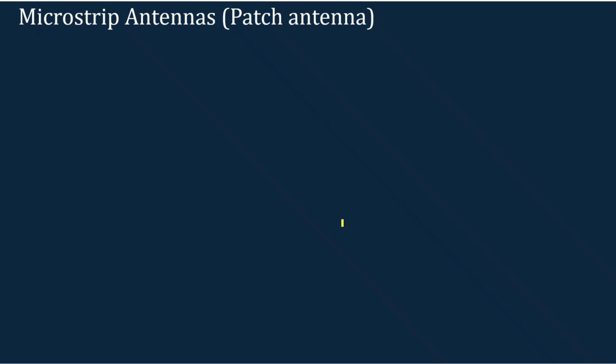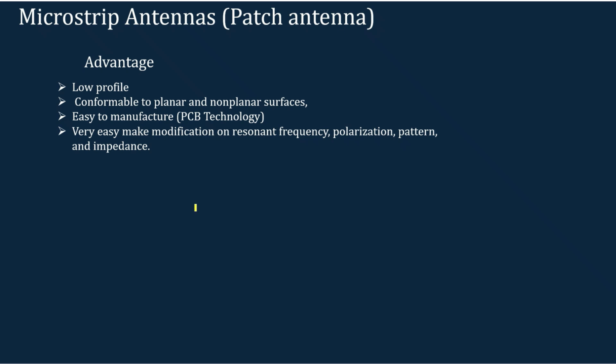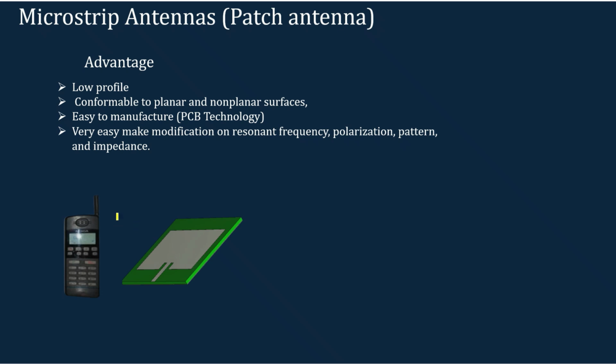So let's see what the main advantages of microstrip antennas are. When you consider the microstrip patch antenna, you can see that it consists of a radiating patch which is backed by a grounded dielectric. In earlier days it was mostly wire antennas, and you have seen mobile phones equipped with wire antennas and these types of antenna structures, right? But due to the introduction of microstrip patch antennas and their low profile characteristics, nowadays we can have smaller mobile phones.